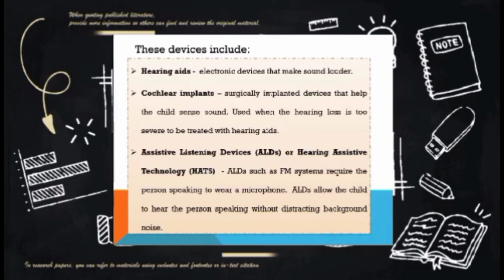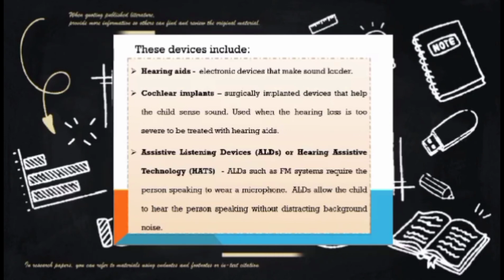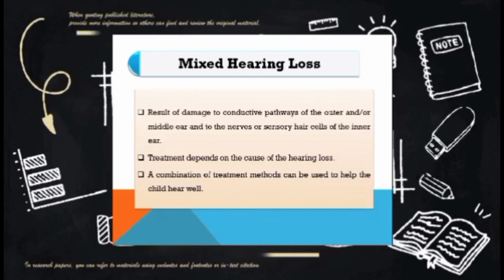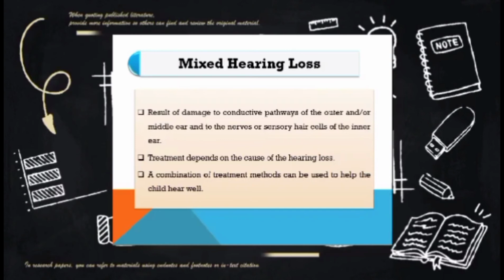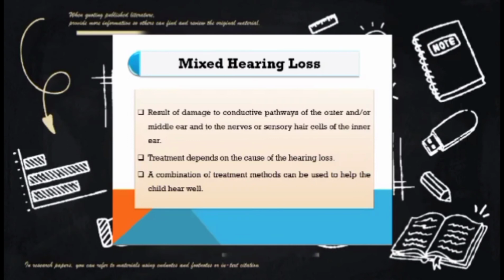The ALDs or the HATs use such things as FM systems that require the person speaking to wear a microphone. ALDs allow the child to hear the person speaking without distraction from the background. The last type would be the mixed hearing loss. Mixed hearing loss is a combination of conductive and sensorineural hearing loss. The treatment depends on the cause of the hearing loss, and a combination of treatment methods can be used to help the child hear well.